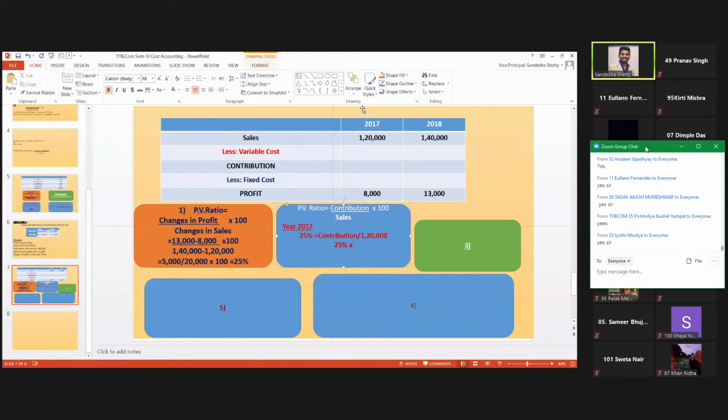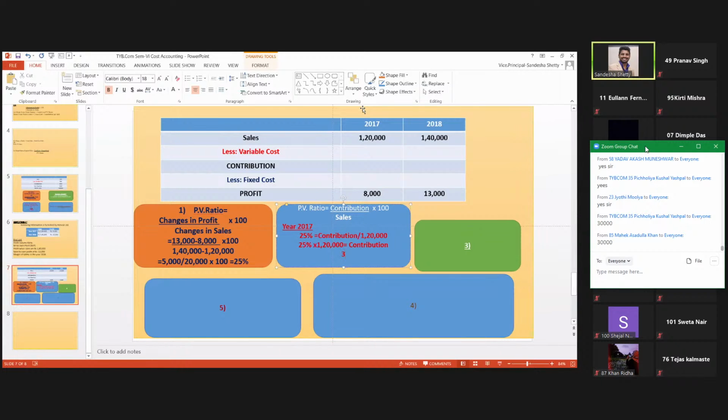So now on the left side, I got 25%. And you know that what is divided goes to the other side and becomes multiplication: into 1,20,000 is equal to contribution. Can you tell me exactly what the contribution amount is? How much? 30,000. This is the contribution of 2017, dear students.